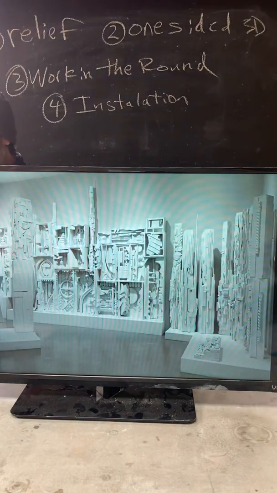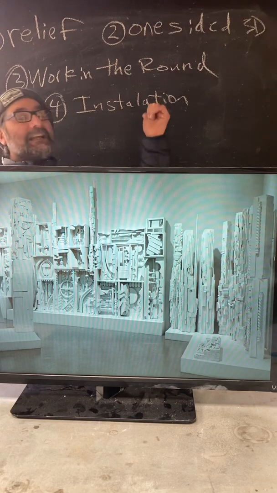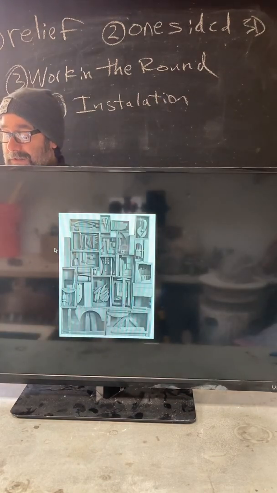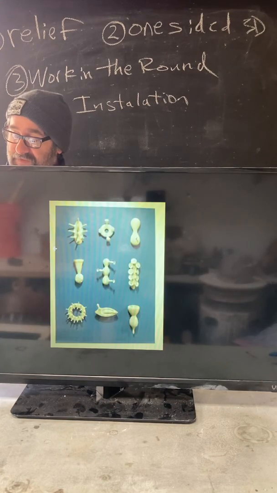Again, that idea of one-sided three-dimensional: if I convert a whole room and cover a whole room, well, then it feels like installation. It's all around us. Another Louise Nevelson, one-sided 3D.